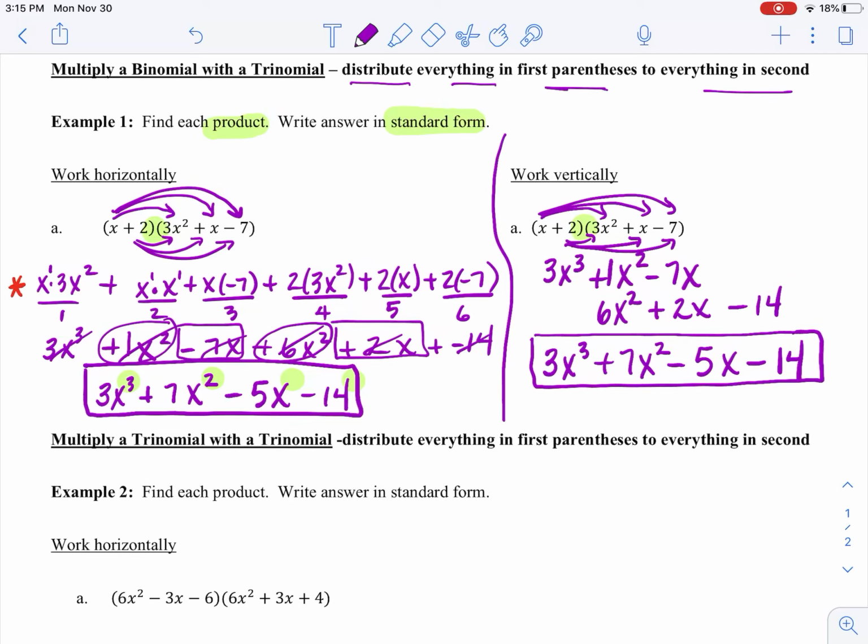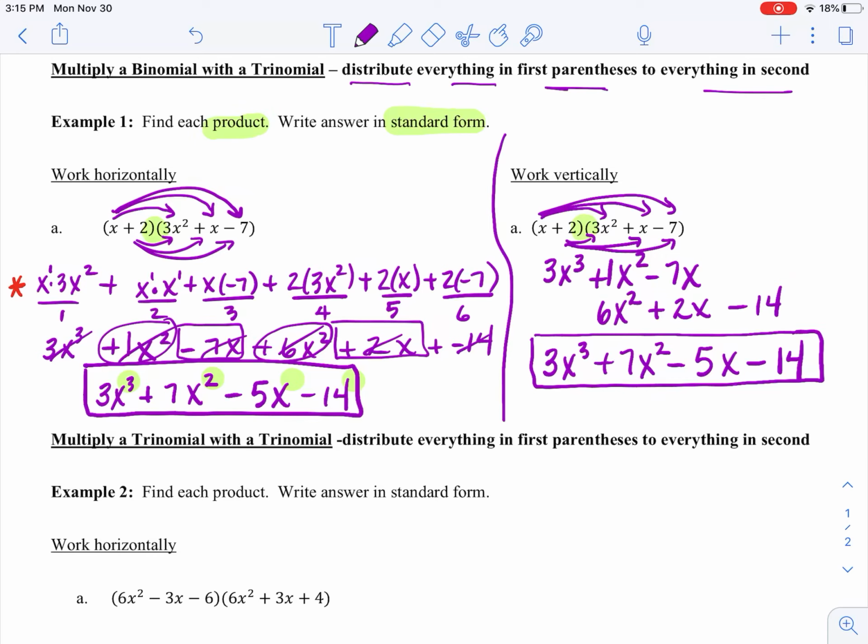You get the same answer, but you line your like terms underneath each other. So the first distribution is on the first line, the second distribution is on the second line. Now, most students seem to like working horizontally better, although I really think vertically is kind of nice. So it's up to you. I wouldn't make you do it one way or the other.